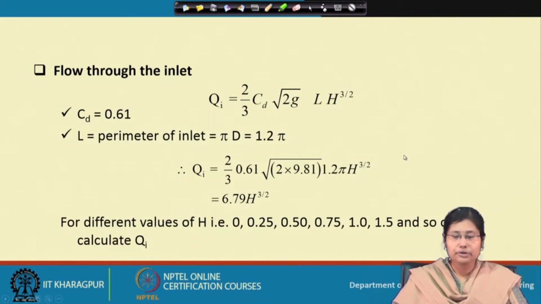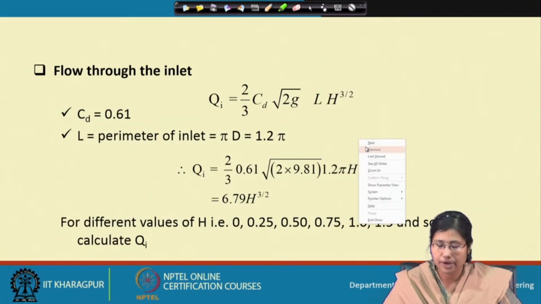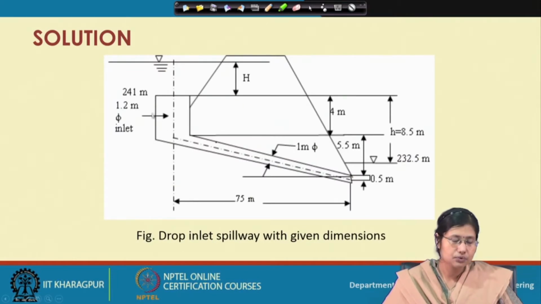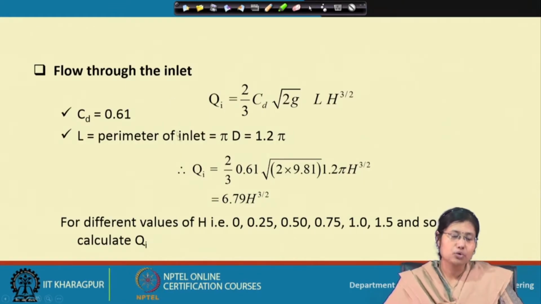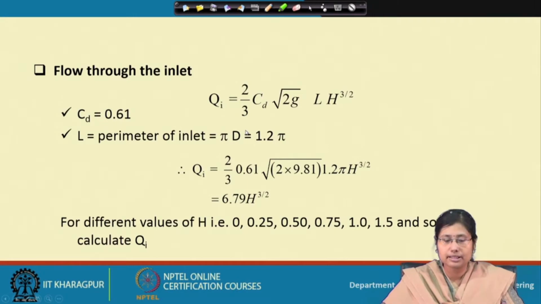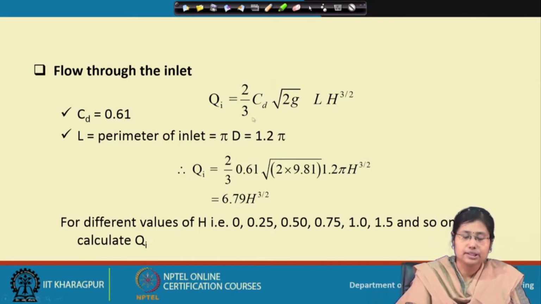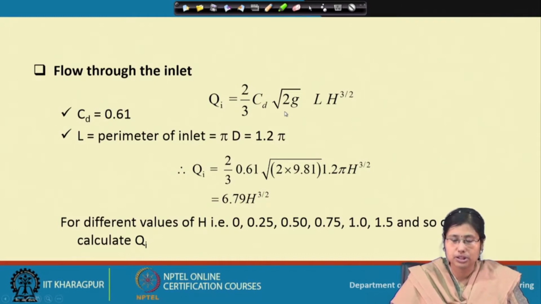Now, the first part, as you can see, the diameter at the inlet is given here. So, based on that, first we calculate the flow through the inlet. The flow through the inlet, as you all know, is governed by weir flow. So, this is a weir flow equation.